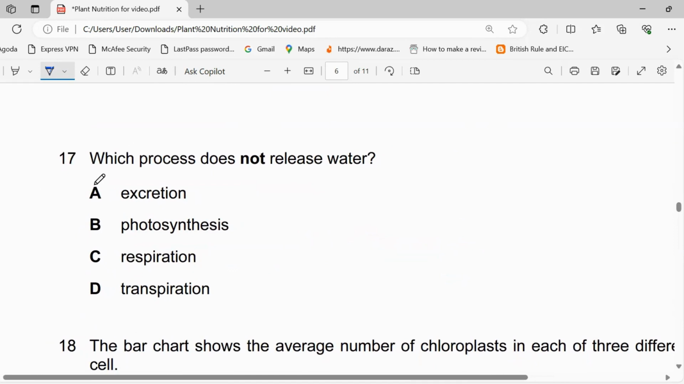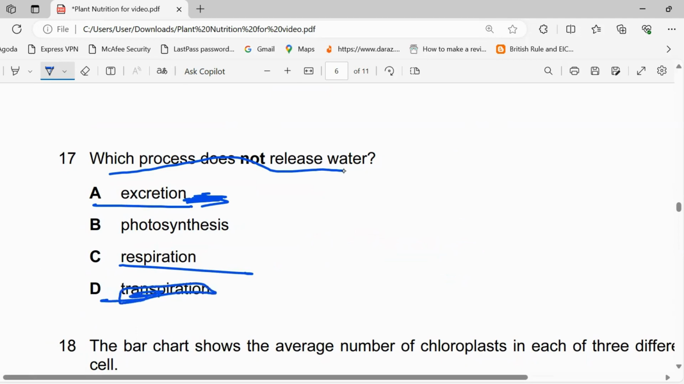In question number 17, it states which process does not release water. As we know, in excretion we do give out water, and in respiration water is also given out. And transpiration, it is basic.